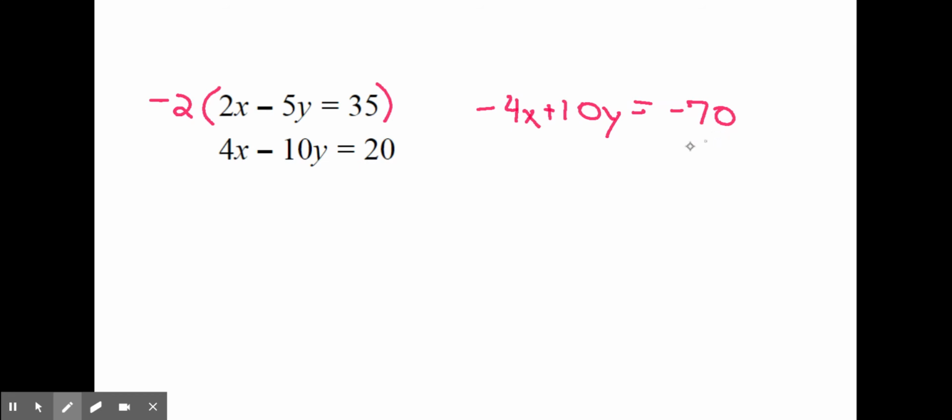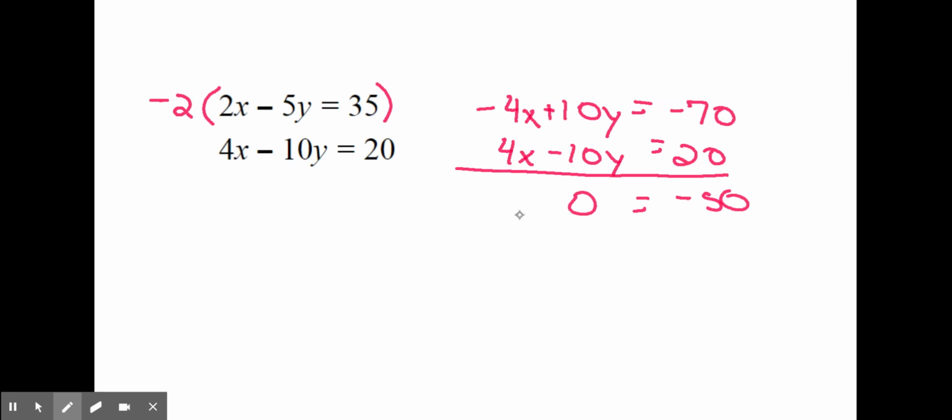Okay, now I'm going to copy the other equation underneath it. Now I have matching coefficients but different signs, so I get to add. If you did not do the negative here and you had to subtract, that's okay. It's not the end of the world. I just try to force it where I have to add, okay? So I want you to add these two equations and tell me what happens.